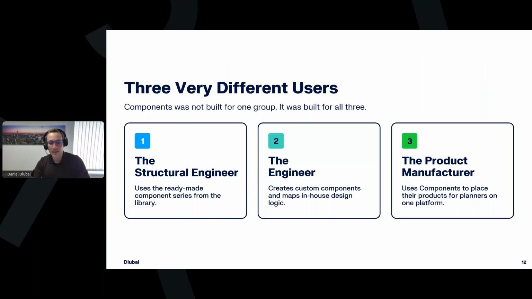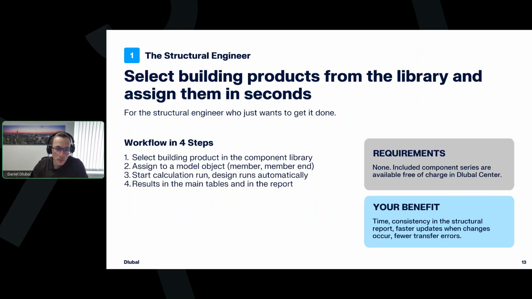All right, let's dive a little bit deeper into the first user group, the structural engineer. So there's a workflow we can separate in 4 steps. First of all, select the building product in the component library. So you select the product like the joist hanger. Then you assign it to one model object. It can be a member end, a node, a surface. Then you run the calculation and the design runs automatically. And the last point is that you see the results in the main tables and in the report.